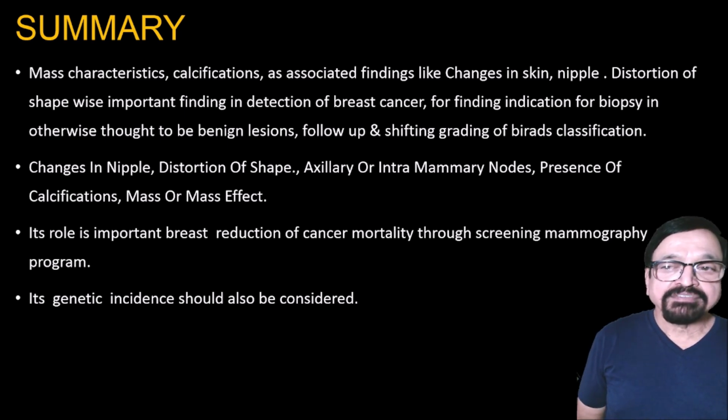Let us see one after another whether it is an indication for biopsy. Number one, whether on the BI-RADS scale it changes. It changes from 3 to 4 or 4 to 5. Number two, whether it gives you an idea whether to go for a biopsy or not. All these things need to be considered by the mass characteristics and the supportive findings. The changes in nipple, distortion of shape, axillary or intramammary nodes, presence of calcification of the mass or mass effect also need to be seen.